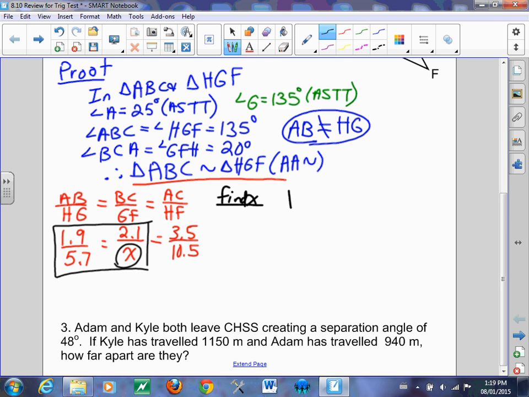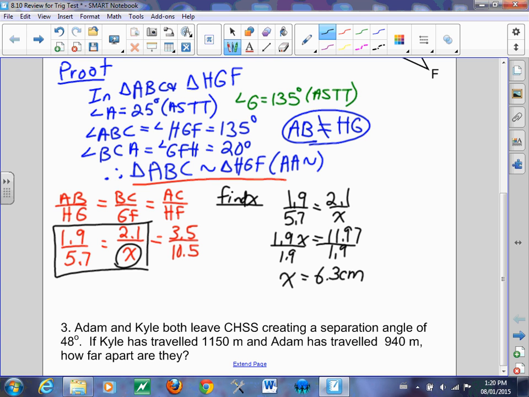So it's going to be 1.9 divided by 5.7 equals 2.1 divided by x, cross multiply. 1.9x equals, plug in your calculator, you're going to get 11.97. Divided by 1.9, divided by 1.9. Okay, plug in your calculator, x equals 6.3 centimeters.